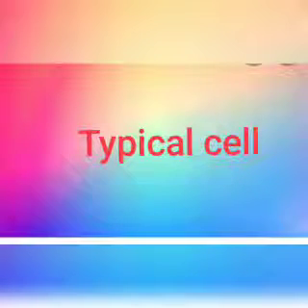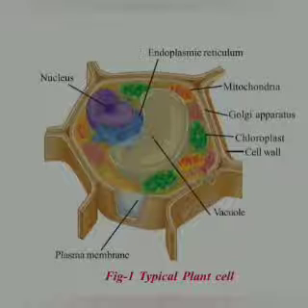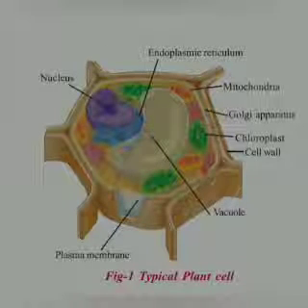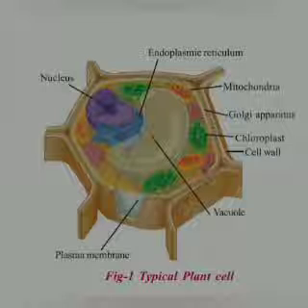When coming to our syllabus, we have the first topic, the cell. In that, we have the typical cell. What is a typical cell? A typical cell is an example of a cell which shows all the cell organelles. Cell organelles means cell parts. If you observe plant cells or animal cells, they show so many cell organelles. But not all the organelles are present in all the cells of that plant or animal.